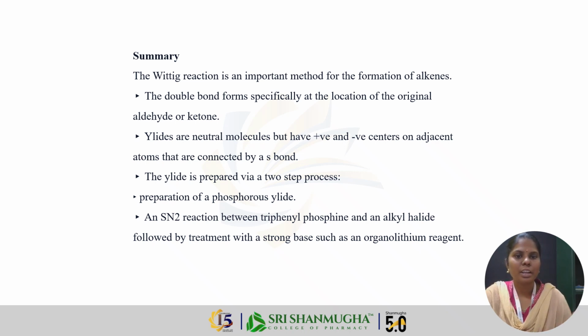The ylide is prepared in two main steps. First, triphenylphosphine reacts with an alkyl halide through an SN2 reaction. Then this product is treated with a strong base such as an organolithium reagent to form a phosphorus ylide. Overall, the Wittig reaction is a useful and reliable method for preparing alkenes. So this is the summary of the Wittig reaction.